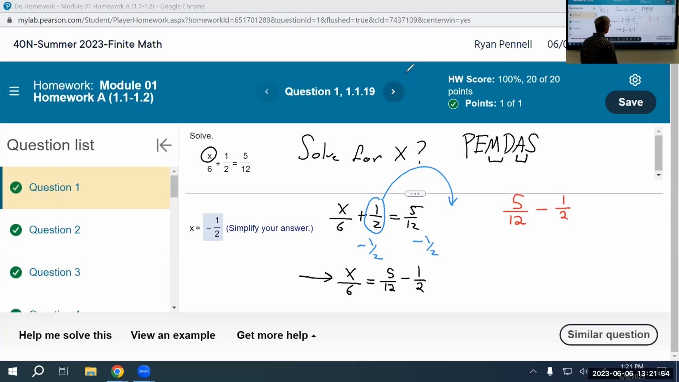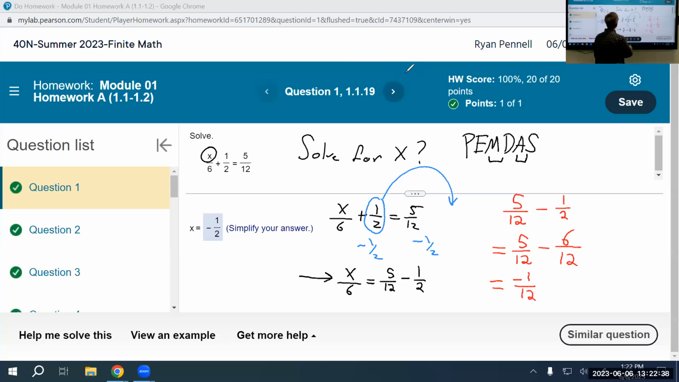Okay, so 5/12 minus 1/2. So we have different denominators. Well, we have to have the same denominator if we're going to add or subtract these. So I'm going to turn that 2 into a 12. Okay. All right, so how do I do that? So 5/12. And I want the 2 to be a 12. What did I need to multiply 2 by to get 12? I had to multiply by 6. Okay, so there we go. All right, so 5/12 minus 6/12. Well, 5 minus 6 is -1. It's -1/12. Okay.